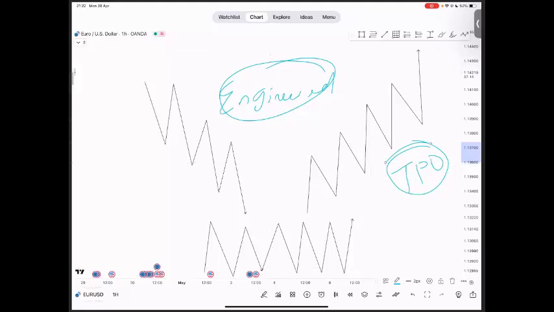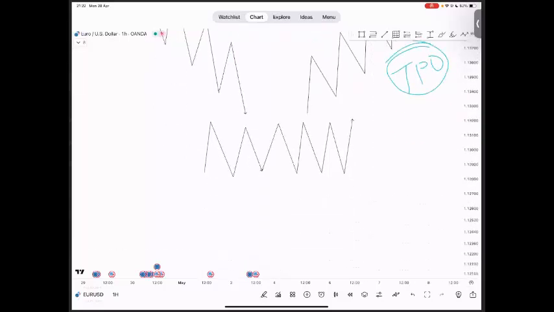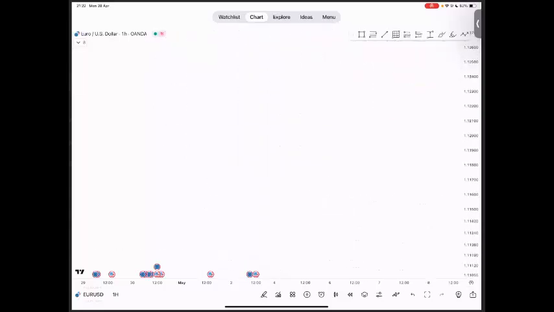Okay, now for engineered liquidity, engineered in this case has to be, let me just think of engineered or engineer as create. Do you understand?